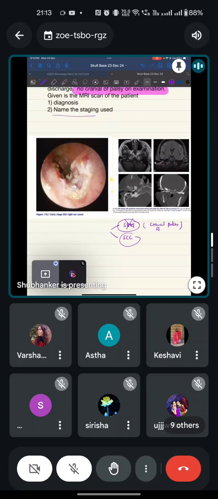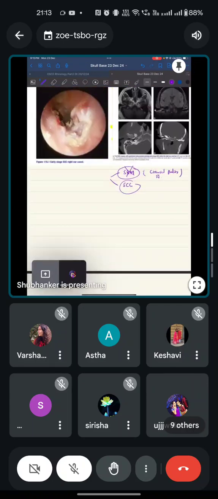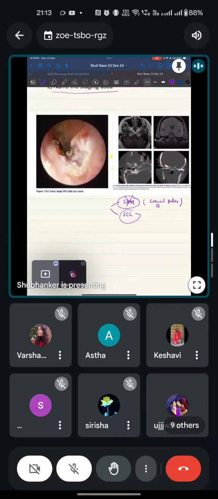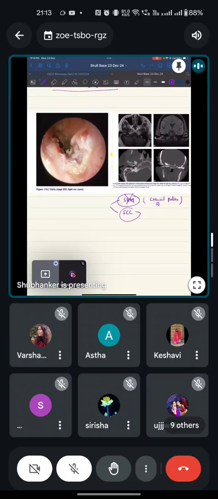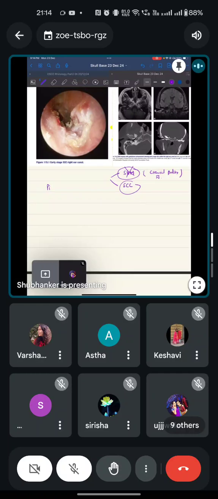And now give the answer of this. Name the staging used. What is the name of the staging? Do you remember? Pittsburgh. Yeah, great. The answer is modified Pittsburgh staging. Details are not important, but you should at least remember the name of the staging.